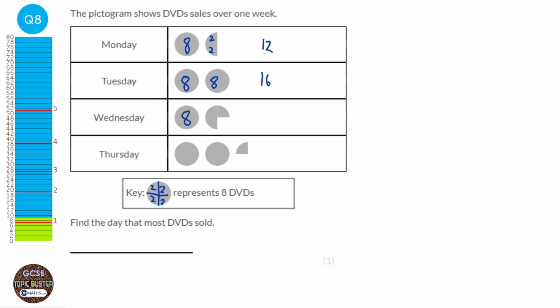Wednesday had 8, 2, 2, 2, which is 14. And Thursday had 8, 8 and a quarter, which is 2, which is 18. But with a pictogram, you can actually just look to see which has the most of the shape. So if you look at Thursday, it has 2 and a quarter. Well, that's more than any of the other ones. All the other ones have 2 or less. So it's definitely going to be Thursday.